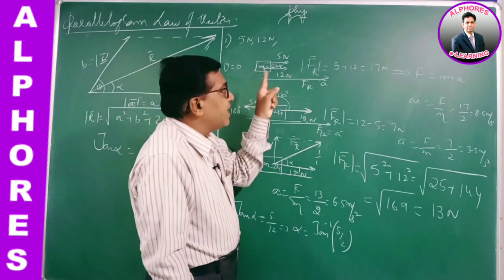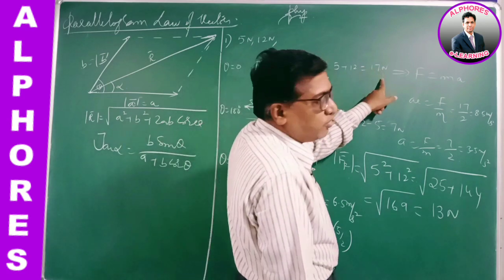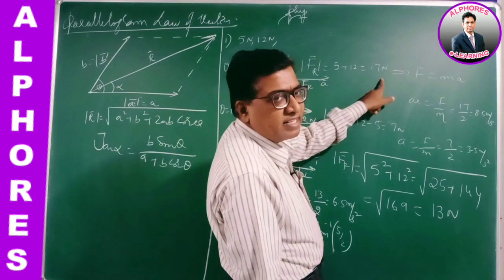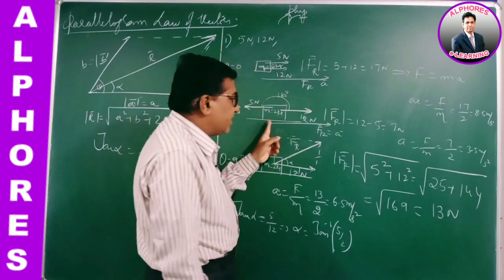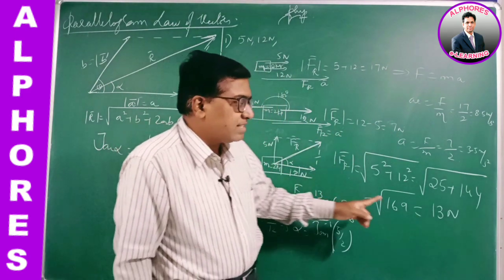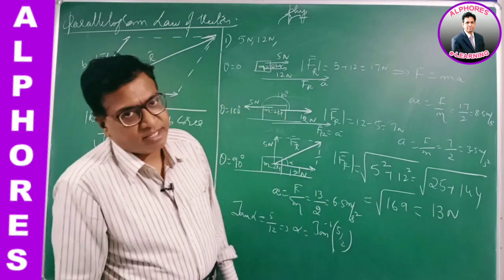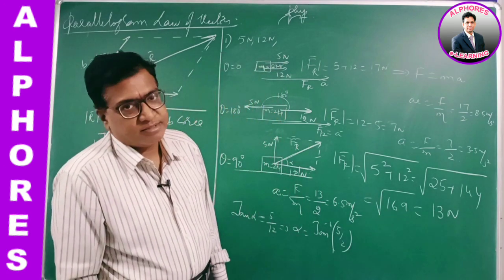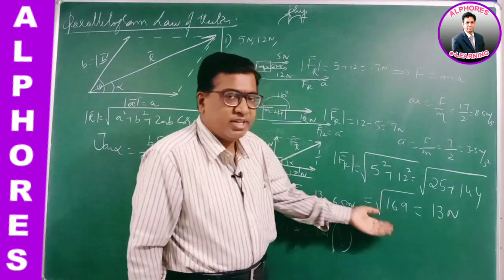Two forces. When they are in the same direction, the resultant is 17 Newton. When they are in opposite direction, the resultant is 7. And when they are at right angle, the resultant is 13. He is asking to find the magnitude of the vectors. Well, from this also you can find out, you don't need this.